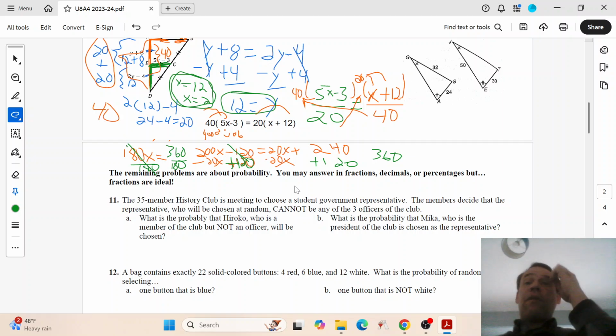And so about probability, your answers can be fractions, decimals, percentages, but fractions are ideal. Try to do multiple choice too on Canvas with these.